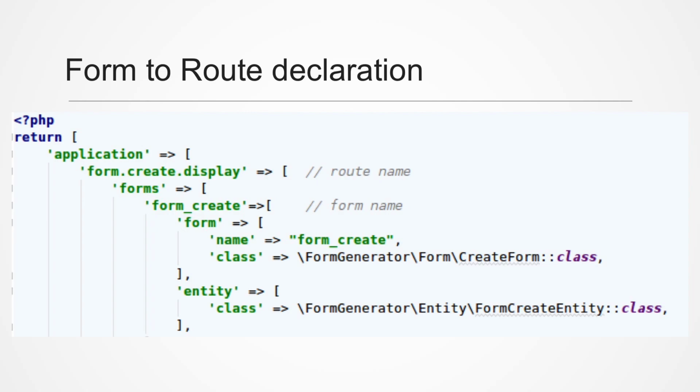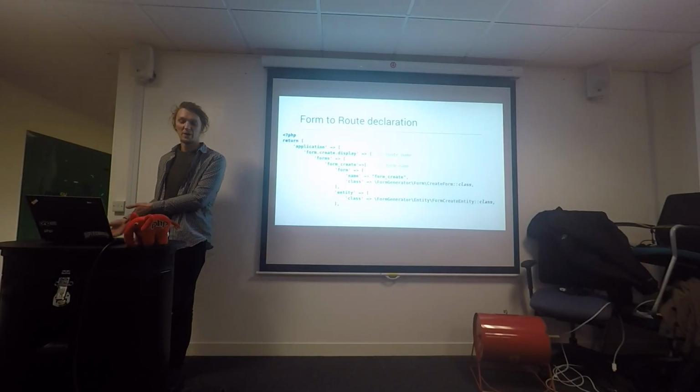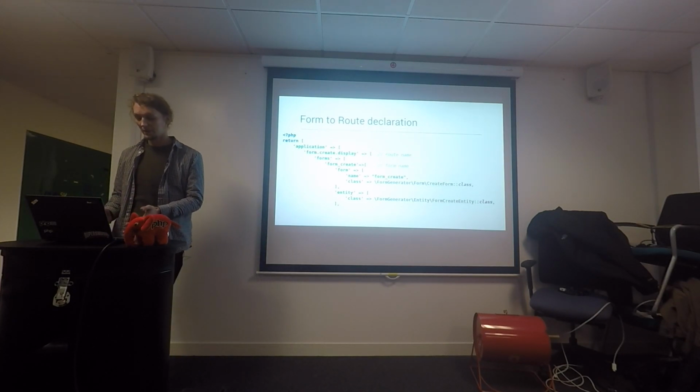So this is how my declaration of the forms looks. Form create display, that's the name of the route, which is known by the router. In Expressive we may use 3 different routers. More or less the configuration of those looks similar. Anyway, here I attached the form to the route and I gave it the name form create.